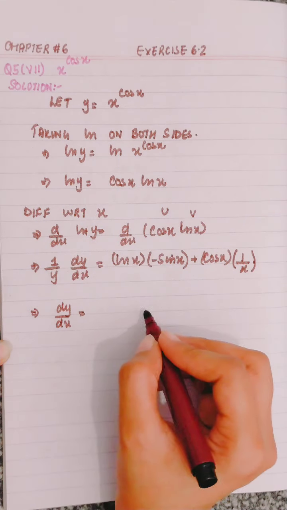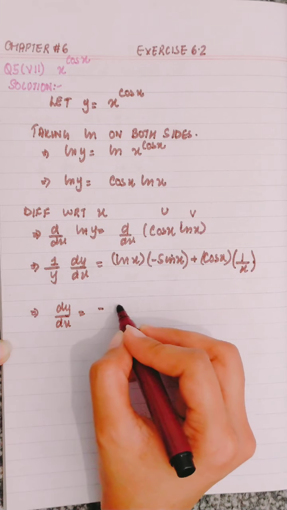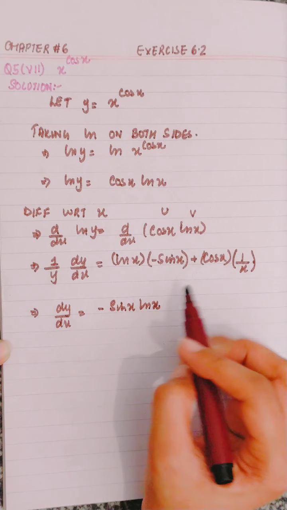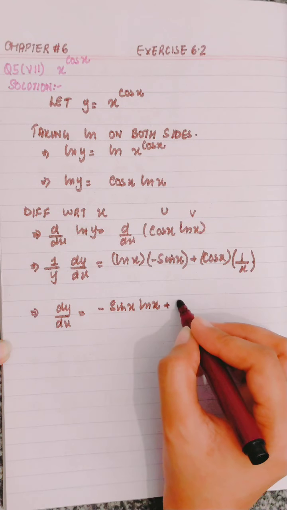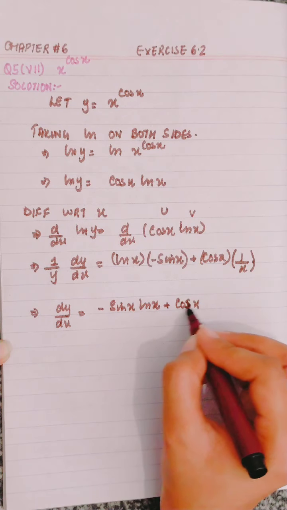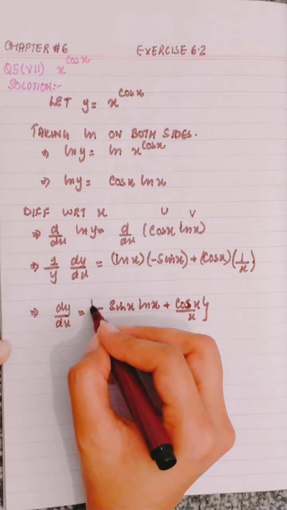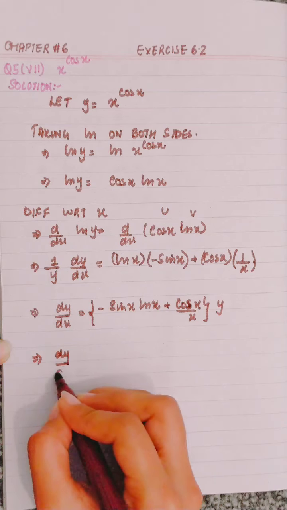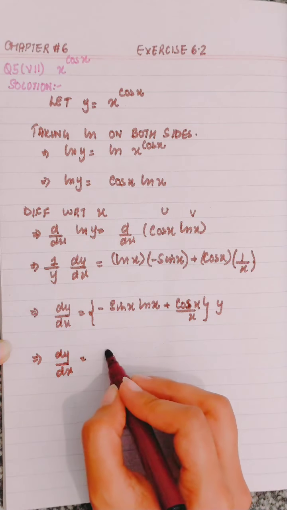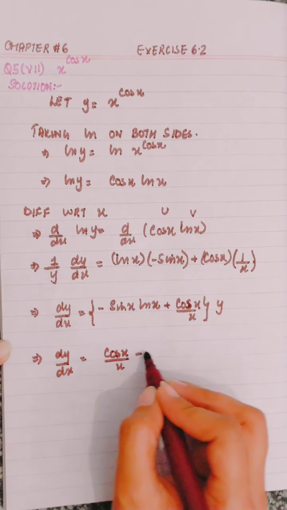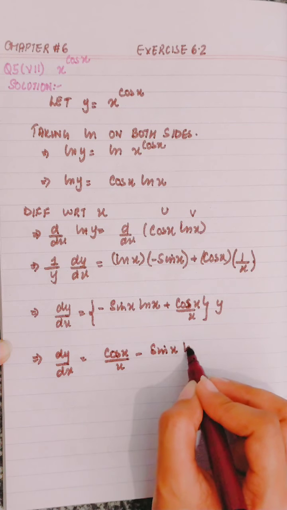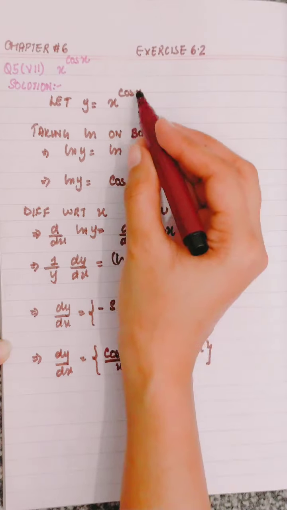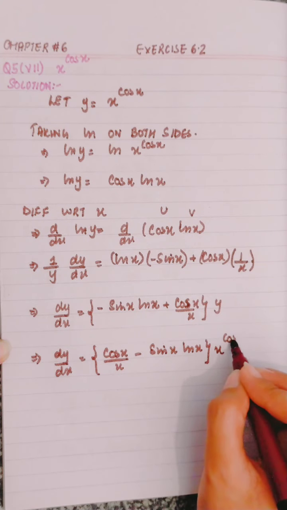dy by dx is equals to minus sin x ln x, इस y को मैं इधर शिफ्ट कर रही हूँ, plus cos x over x into y. अरेंज करके लिख देते हैं, पॉजिटिव टर्म पहले एंड नेगेटिव टर्म बाद में, and then y is x की power cos x.